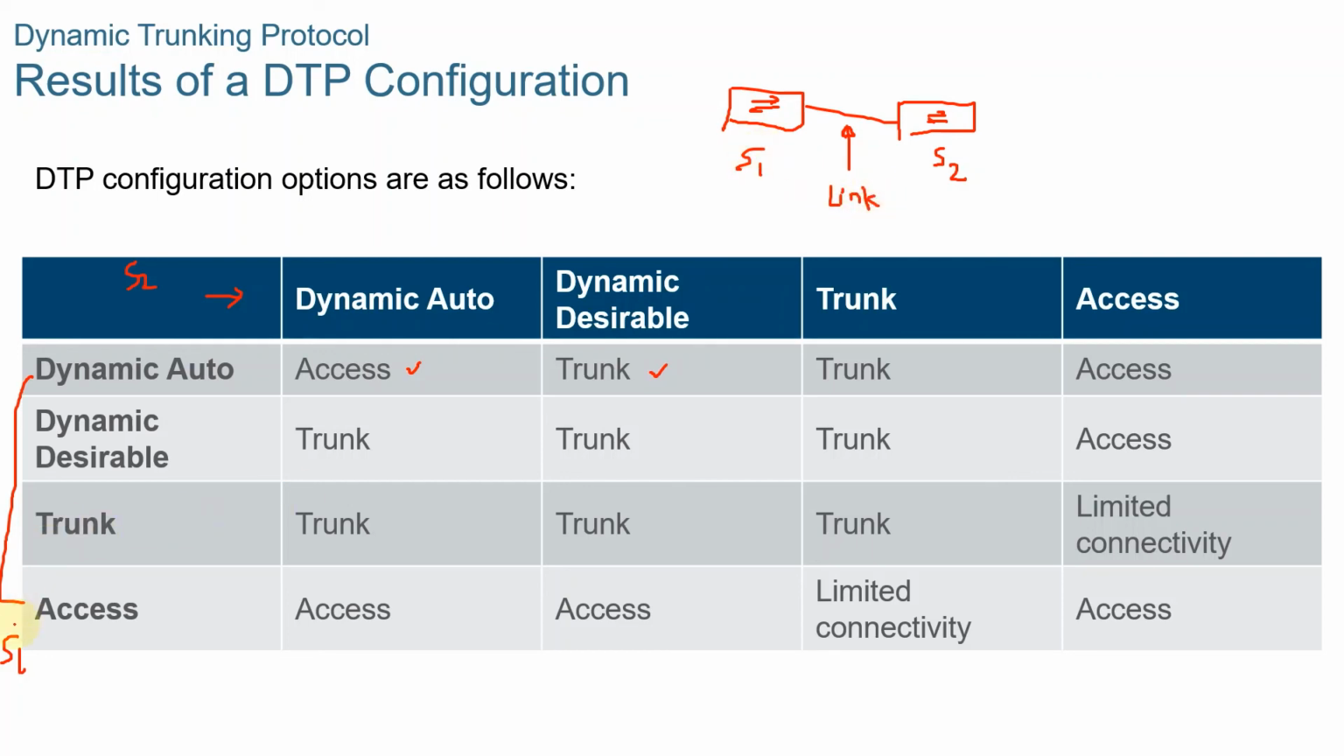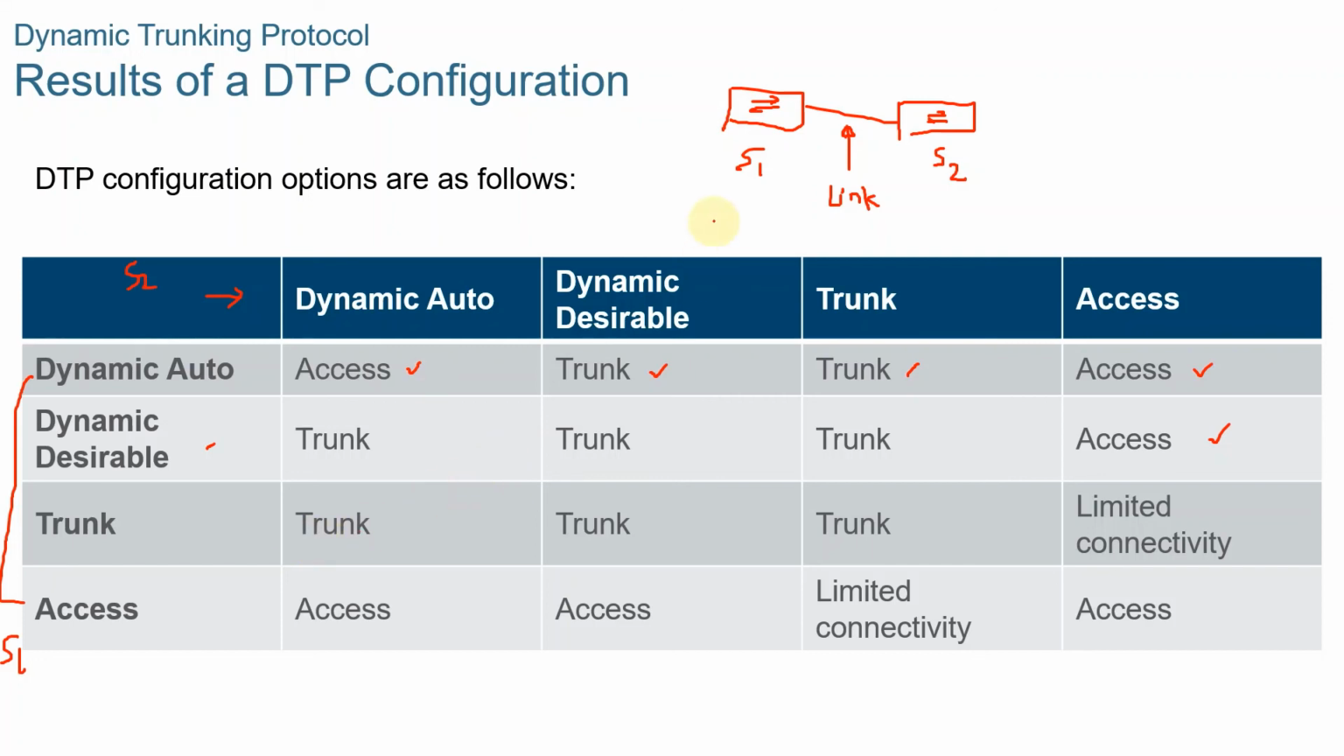If switch 1 is configured to be dynamic auto and switch 2 is configured a trunk manually, it is a trunk. Okay, when you combine dynamic auto and access, that would give you an access. Okay, so this is the purpose of that table. For instance, another example. So switch 1 is configured dynamic desirable. That would give you only an access link if the other end, switch 2, is configured an access. The rest will be a trunk.